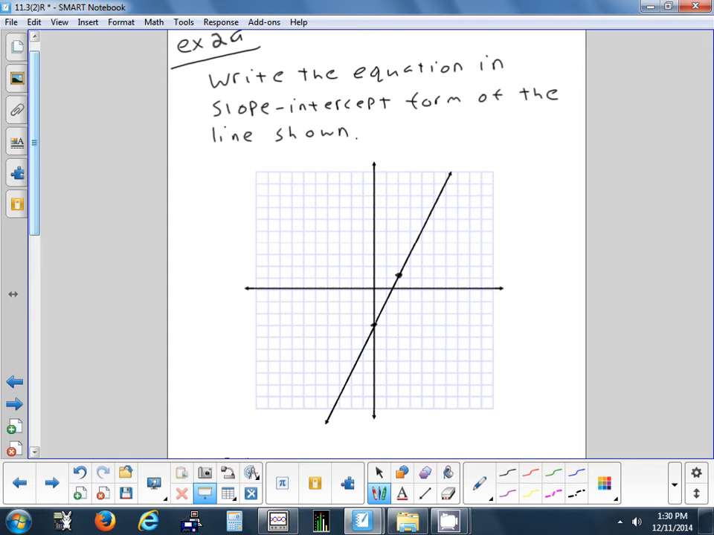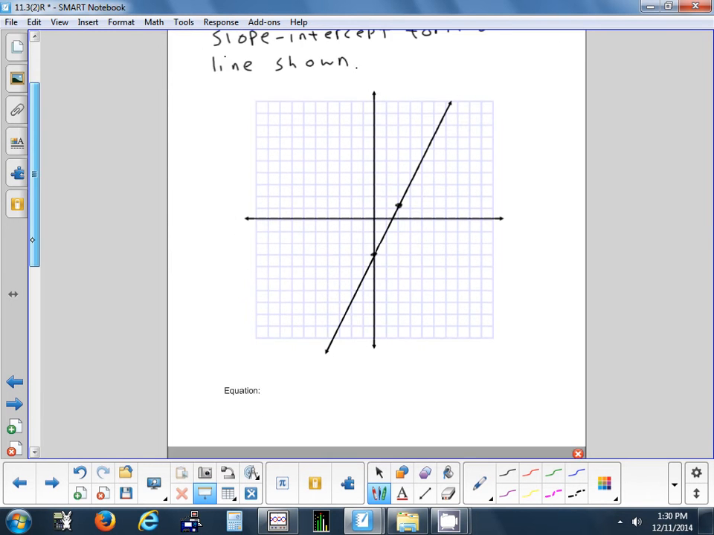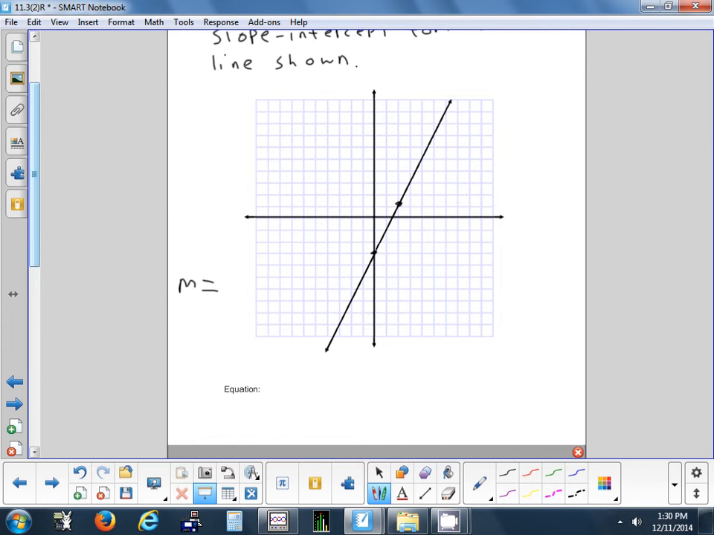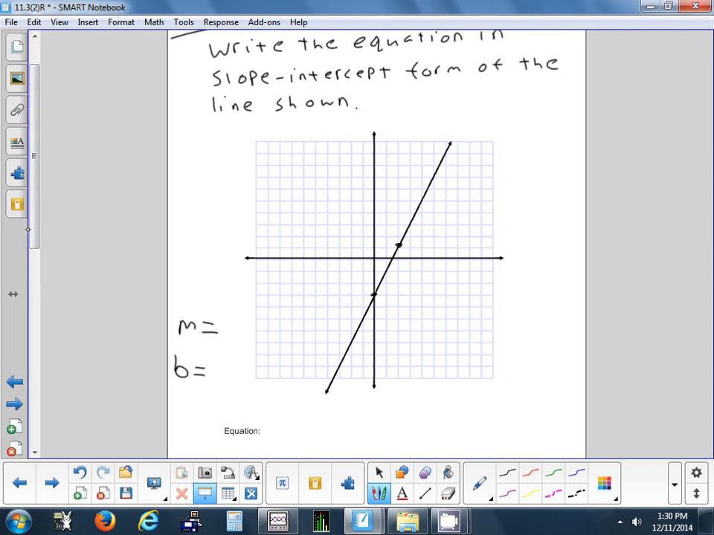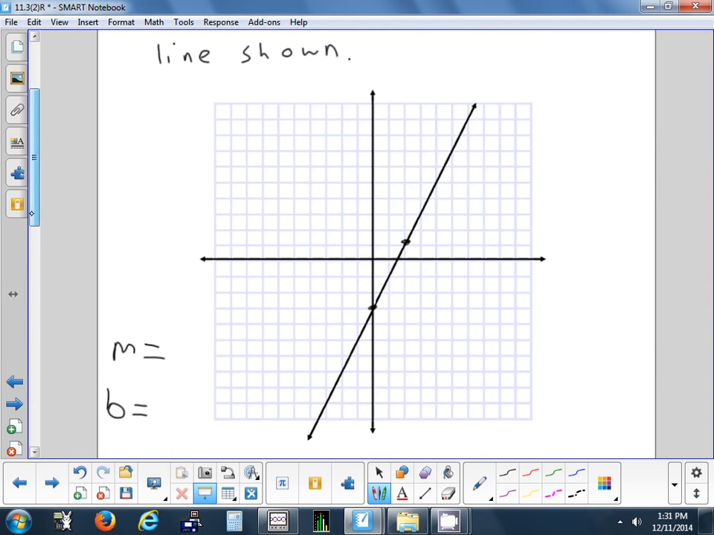Okay. So it says write the equation in slope-intercept form. Somebody tell me what's one of the two things you need to find. Just give me the first thing. Which is slope. What letter represents slope? M. What's the other letter we need to find? B. Who can tell me what the B is? That's your y-intercept. Let's look at our graph. What I've done is I marked it so there's two dots, so you can count the rise and the run.